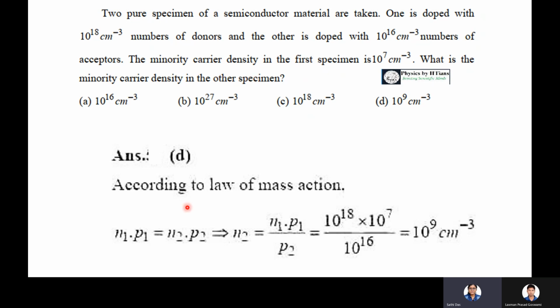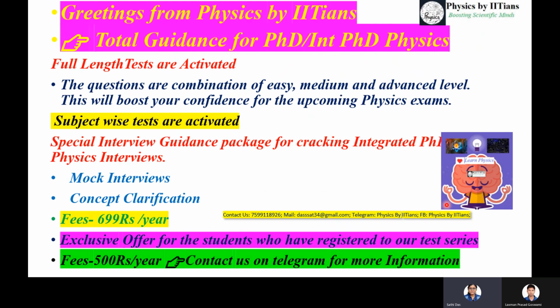Now we have already discussed that according to the mass action law, N1 into P1 equals N2 into P2. So N2 is N1 into P1 divided by P2. Now N1 is 10 to the power 18, into P1, which is 10 to the power 7, divided by 10 to the power 16, that is the dopant. So the answer is 10 to the power 9 per centimeter cube. So friends, this kind of question you can easily find and solve in the paper if you find it in your entrance examination.